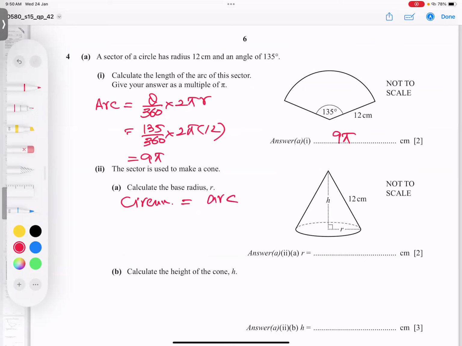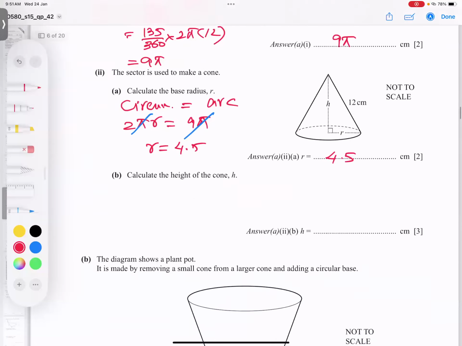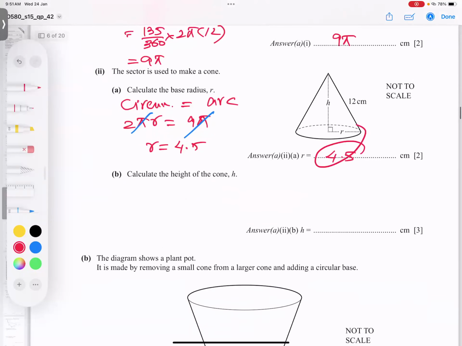is equal to arc length. This is 2 pi r, and the arc length I got is 9 pi. So pi cancels from both sides, and the 2 will go down, and 9 by 2 means 4.5. So Alhamdulillah Rabbil Alameen, I got this radius very clearly.